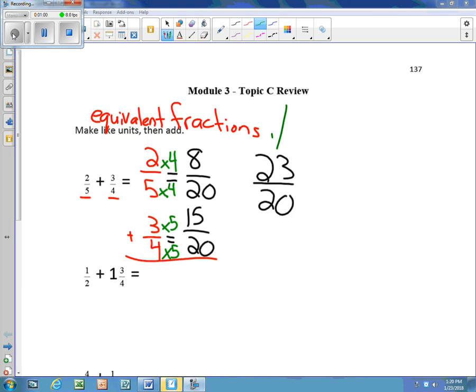What we have to notice in this is that our numerator, top number, is bigger than our denominator, the bottom number. So we have to divide 23 divided by 20. Well, 20 goes into 23 one time. There's a remainder of 3 out of 20. So our answer is 1 3/20.